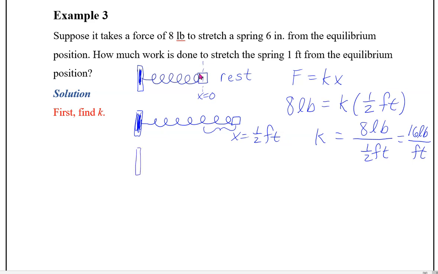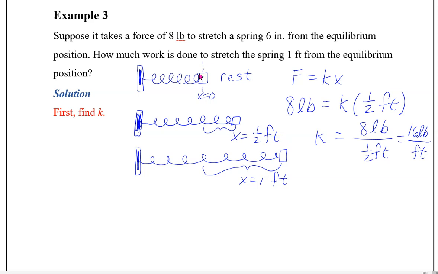Starting back at equilibrium now, we see the immovable block on the left, and now it has been stretched even more so that it's going out here to a distance of 1 foot from equilibrium. The question is, how much work is done to do that? Again, the real force needed to stretch the spring is a variable force. It requires some force to get it moving in the first place, then less force as it starts to move, then more force as you stretch it longer and longer past its equilibrium.